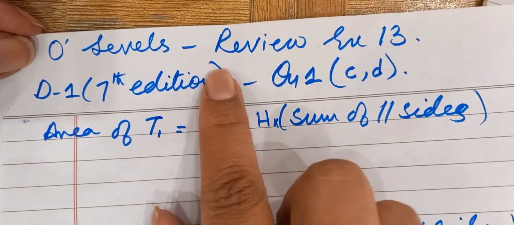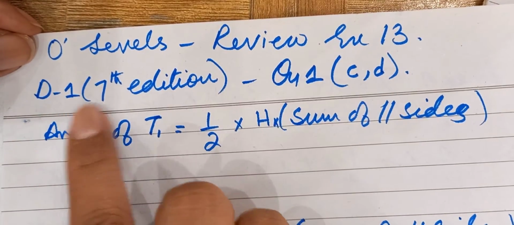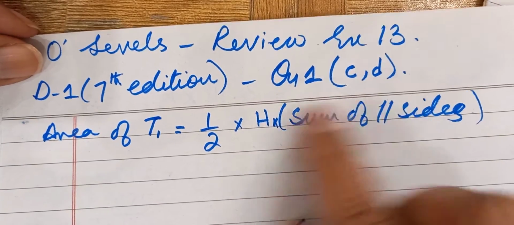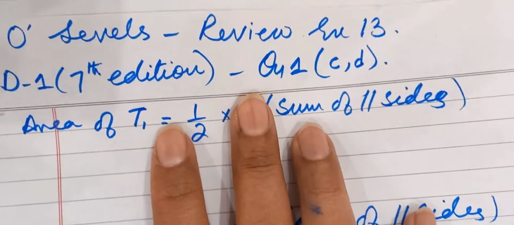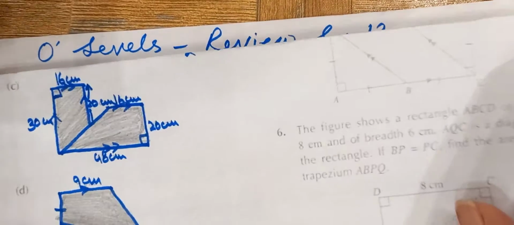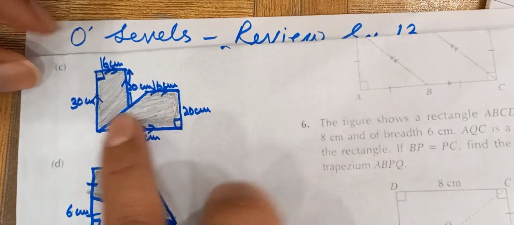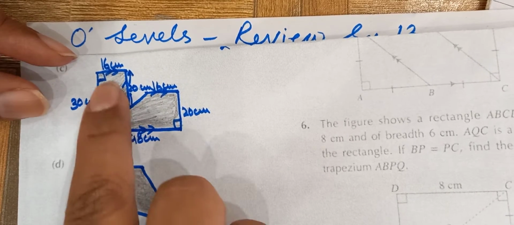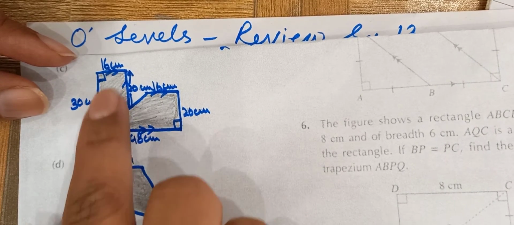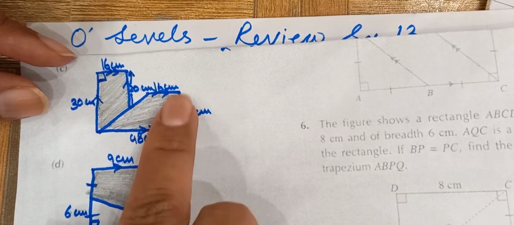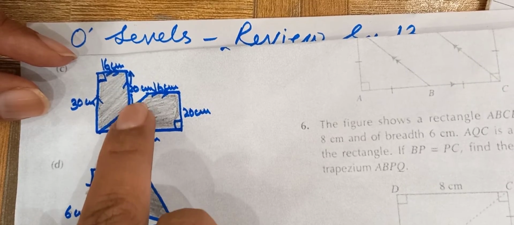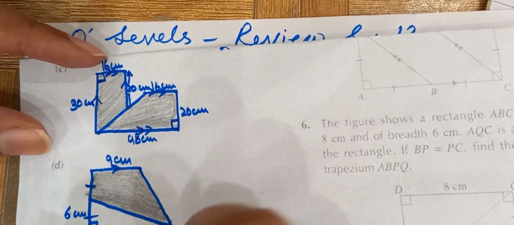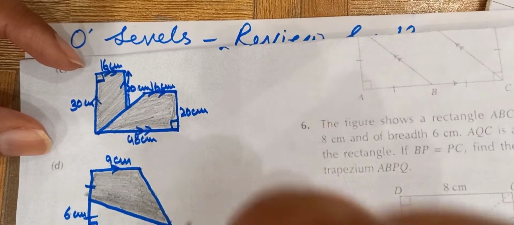O Levels Maths Review Exercise 13 D1, 7th edition. Question number 1, Parts C and D. Part C is about finding the area of this shape. There is no such shape like this broken L in maths. So what am I going to do? I am going to break it into known shapes.